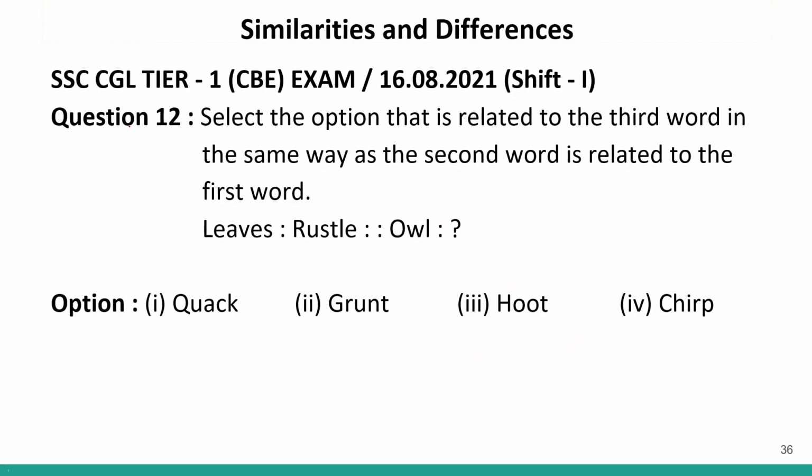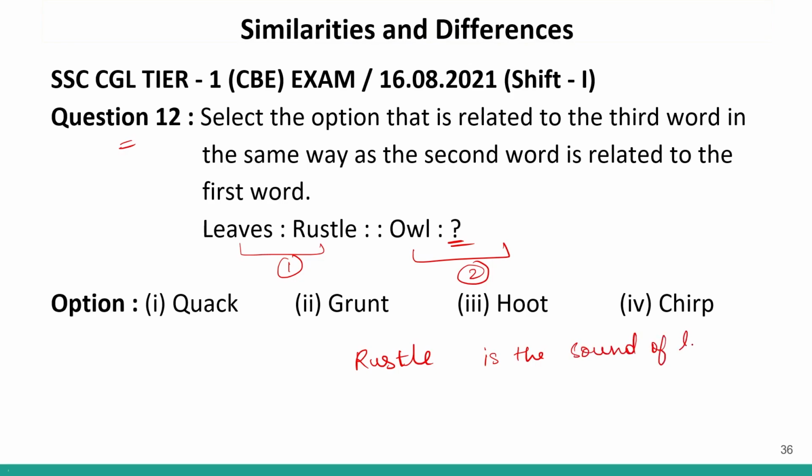Now, question number 12. We have to select the option which is related to this word the same way this word is related to this word. So this is analogy, this is pair 1 and this is pair 2. So if we look at pair 1, we can see that rustle is the sound of leaves rustling together. This you have heard in English, right? So rustle is the sound of leaves.